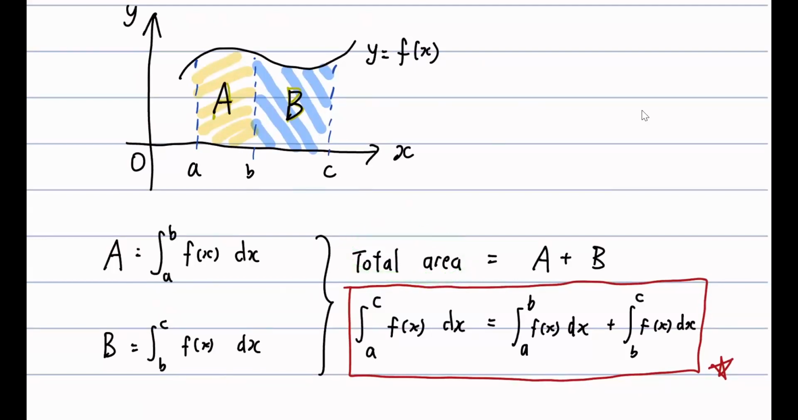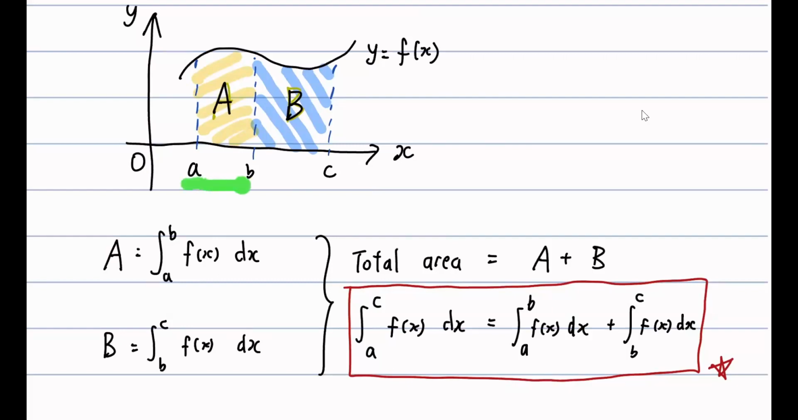But you can always split it up into the area of A plus the area of B, which means it must be going from little a to little b, and then from little b to little c. Does it make sense? I hate limits on definite integral. Yeah, you have to get used to it. Very simple. After a while, you'll get used to it.